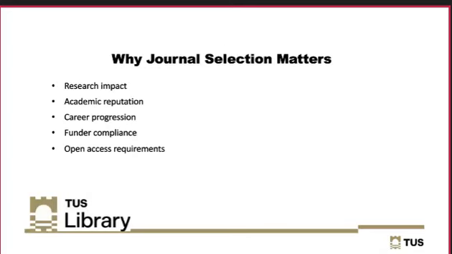Why journal selection matters. Firstly, research impact, academic reputation, career progression, funder compliance, and open access requirements. Where you publish can significantly affect the visibility and impact of your research. Publishing in an appropriate journal helps your work reach the correct audience. It increases discoverability and it may improve citation impact. Journal selection also plays an important role in meeting institutional and funder open access requirements.